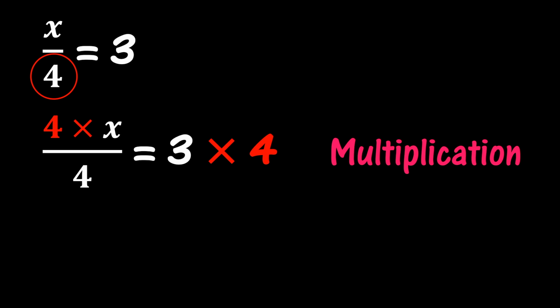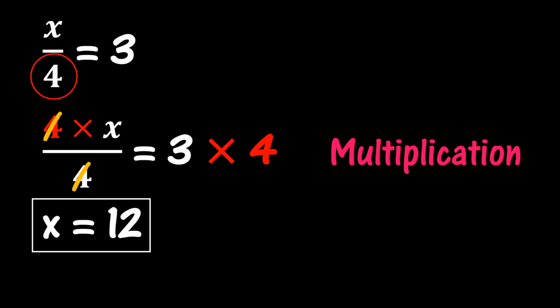Looking only at the numbers on the left-hand side, we have 4 divided by 4, which is 1. Therefore, all that remains on the left-hand side is 1x, or x. On the right-hand side, we have 3 times 4, which is equal to 12. So, our answer is x equals 12.